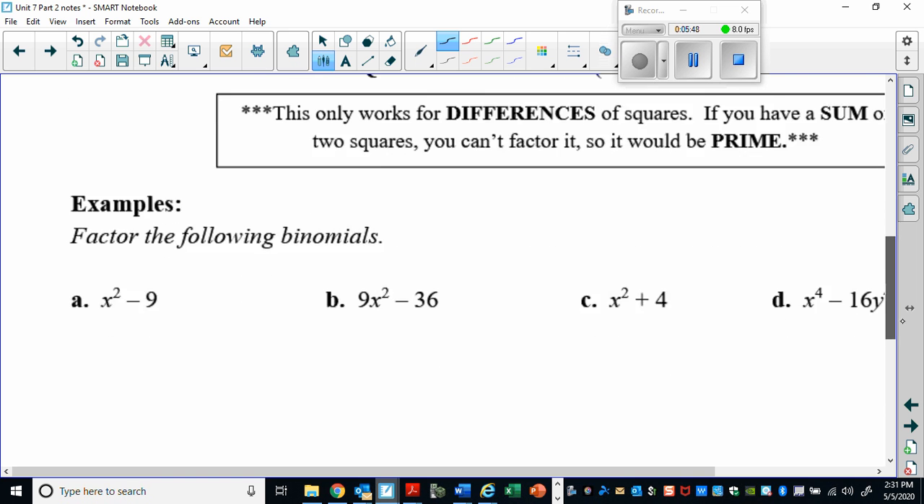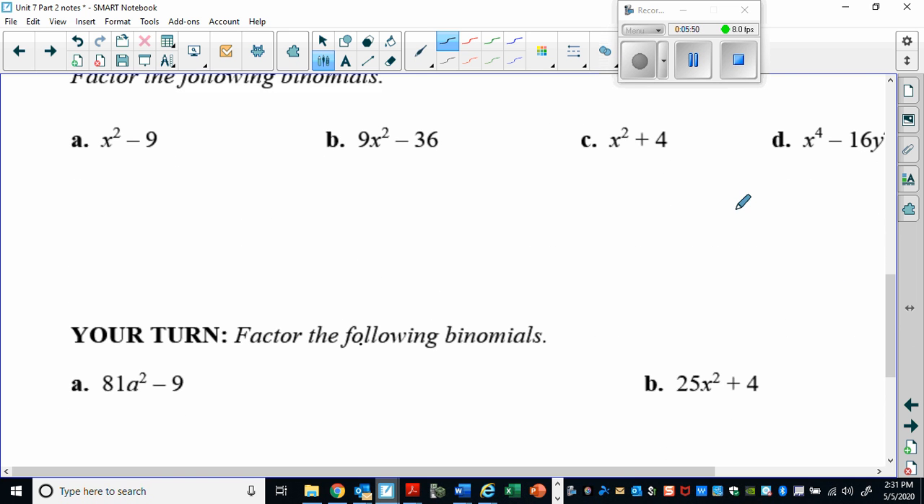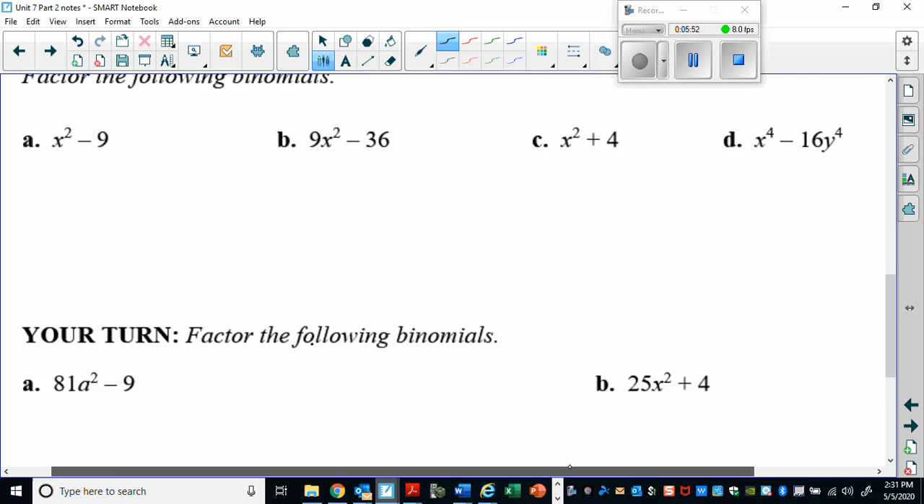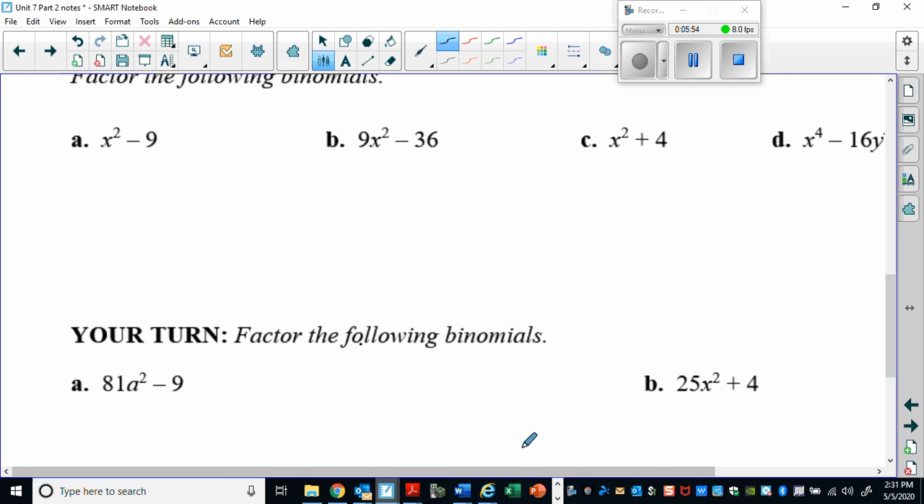All right, moving on. Let's do A, B, and maybe we'll do C and D, and then we'll move on, or that'll be the end of my video. So we have x squared here. We're going to make it middle term. X squared plus 0x minus 9.